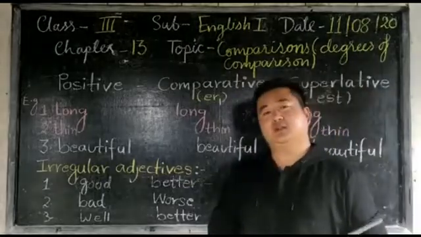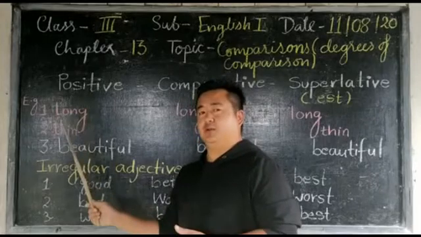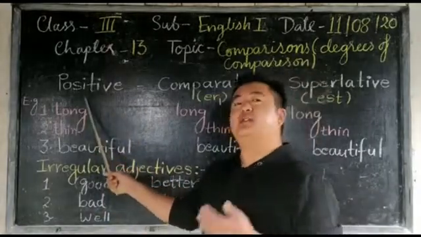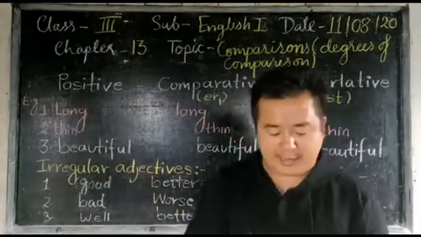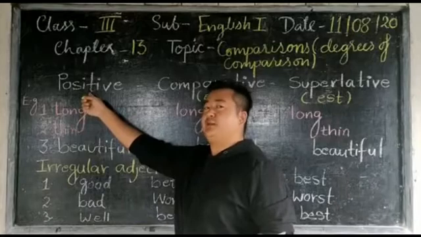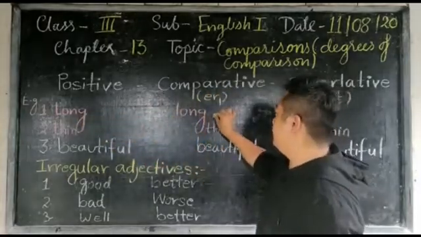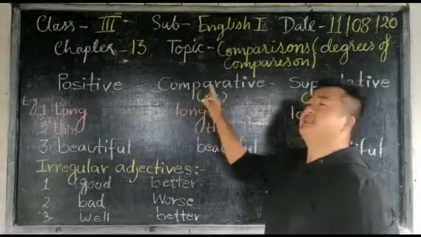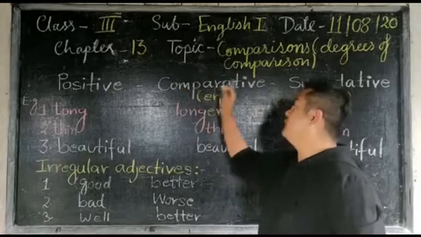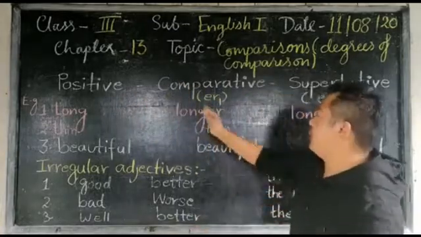So along with that, on a positive, we have a word that is an adjective. The adjective which remains the same is known as the positive form. But when you add er to the same positive word, it becomes the comparative form. So comparative takes er, and the word long becomes longer.